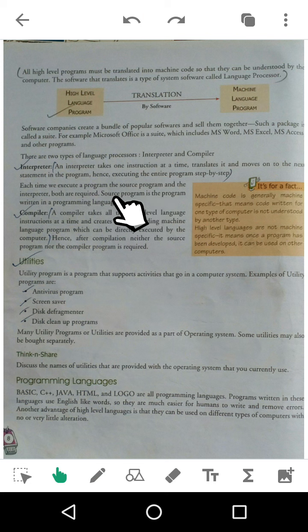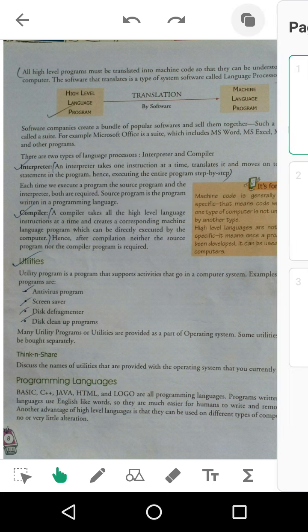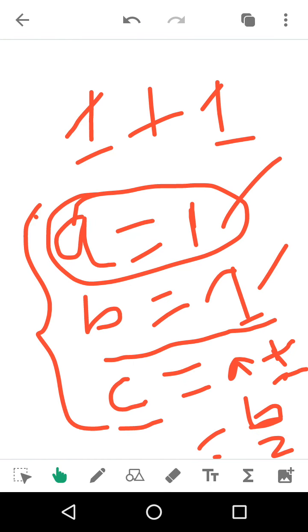See, when you execute a program, the source program and the interpreter both are required. Source program is the program written in programming language. I have written this in a programming language, so the source program is required. And your interpreter is also required to make the computer understand that this step needs to be done, that is a plus b equal to 2, where the value of a is 1 and b is 1.